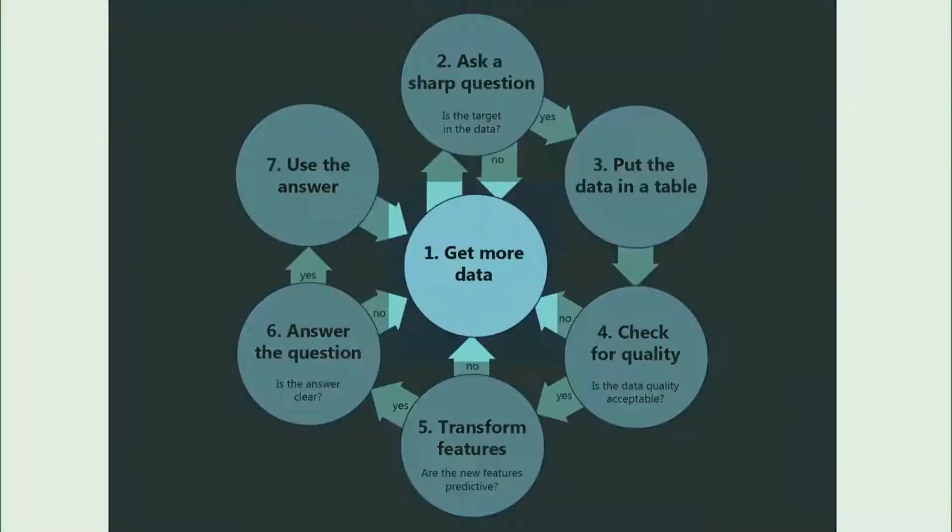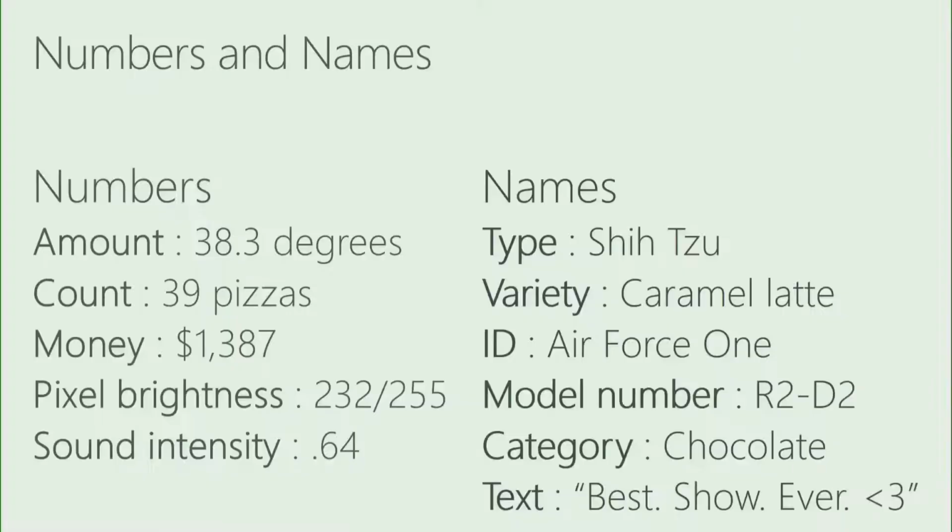So we're going to take a little journey, and this is a map. We'll be referring to it. We start out, the beginning of any data-driven project is getting data or getting more data. Data is just numbers and names. So with numbers, things that we can measure, temperature, 38.3 degrees, or count something, the number of people in this room. And there's lots of other things you can measure, like the intensity of sound at an instant, or the brightness of a pixel. All of these things you can put numbers on.